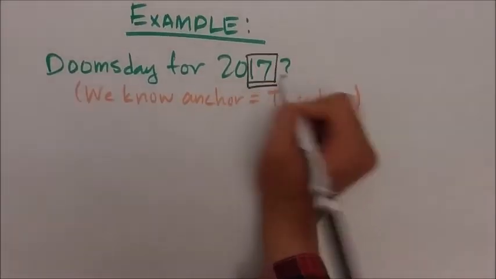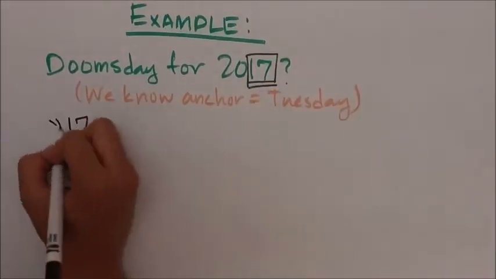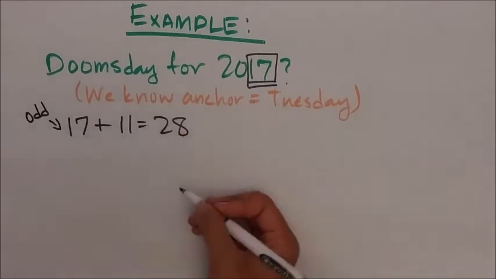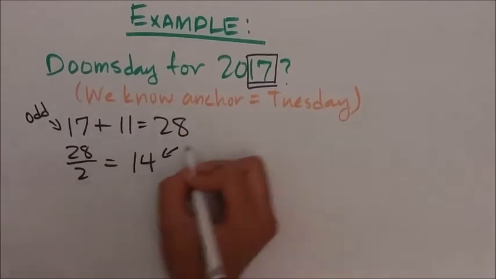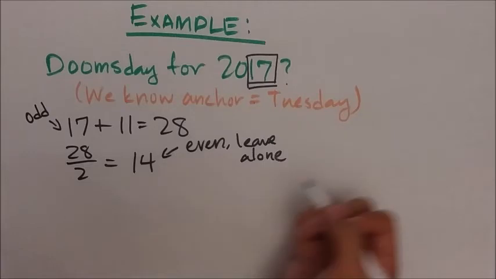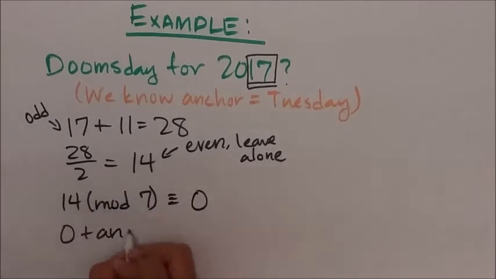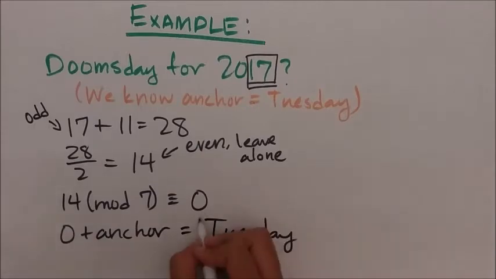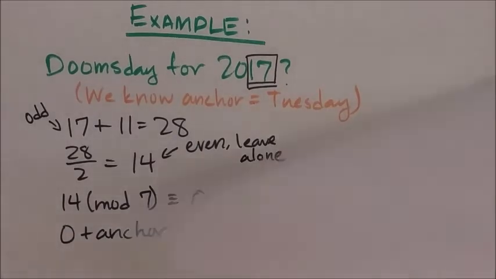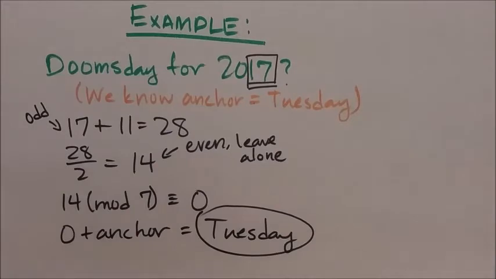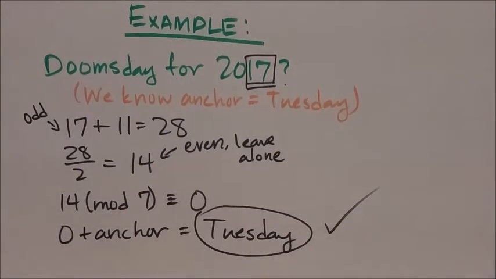Here's an example, again involving the year 2017. The last digits 17 are odd, so we add 11. Then we divide by 2. This number isn't odd, so we leave it alone. 14 modulo 7 is congruent to 0. The anchor day is Tuesday, so the Doomsday for 2017 also falls on a Tuesday. This is the same result as we determined before, and is correct according to the calendar.